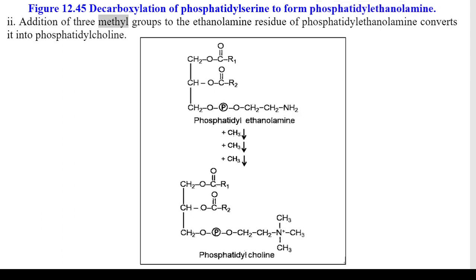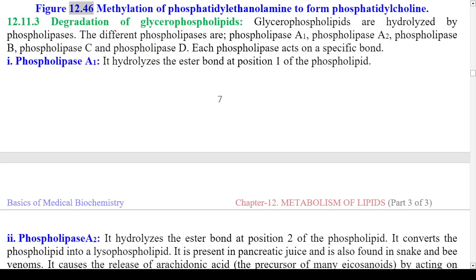2. Addition of 3 methyl groups to the ethanolamine residue of phosphatidylethanolamine converts it into phosphatidylcholine. Figure 12.46 Methylation of phosphatidylethanolamine to form phosphatidylcholine. 12.11.3 Degradation of glycerophospholipids. Glycerophospholipids are hydrolyzed by phospholipases.